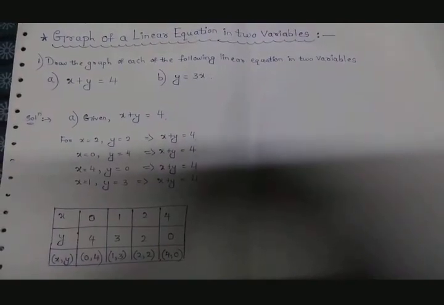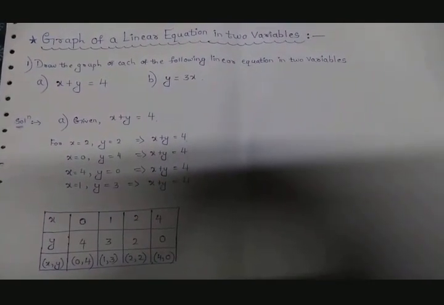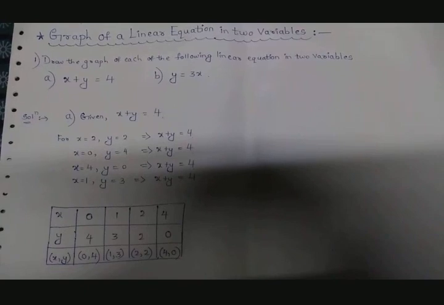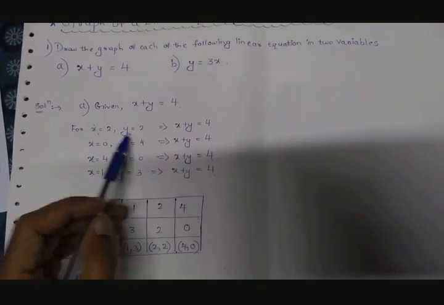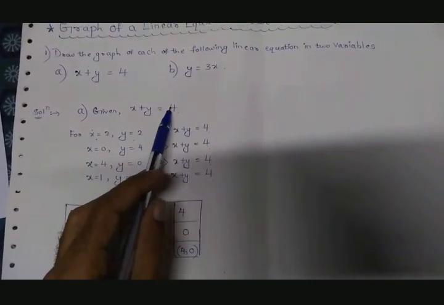So the question is, draw the graph of each of the following linear equations in two variables. The first question is (a) x plus y is equal to 4, and (b), the second question, which is y is equal to 3x. Now I shall use the trial and error method to find the solution of linear equation in two variables. Let us put x is equal to 2, y is equal to 2, we have 2 plus 2, which is nothing but 4.